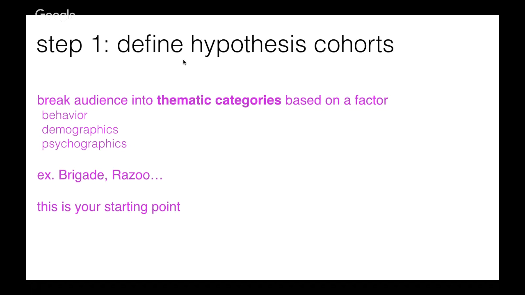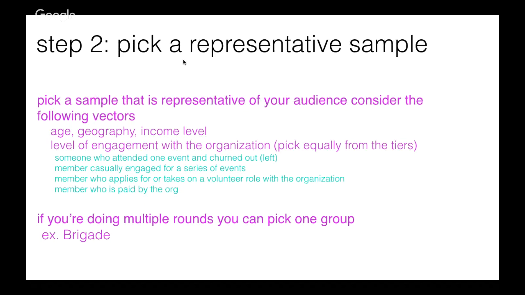But the whole point here is to develop these thematic categories to which you can pick specific groups of people so that you're not isolating too far into one group. You're trying to spread things out a little bit. It's just your starting point. So step one, define your hypothesis cohorts. Step two, pick a representative sample.